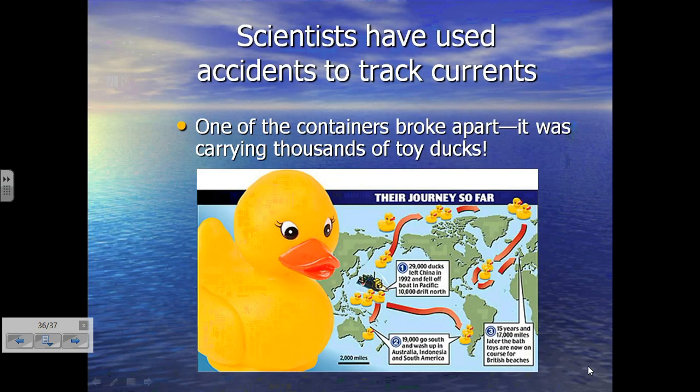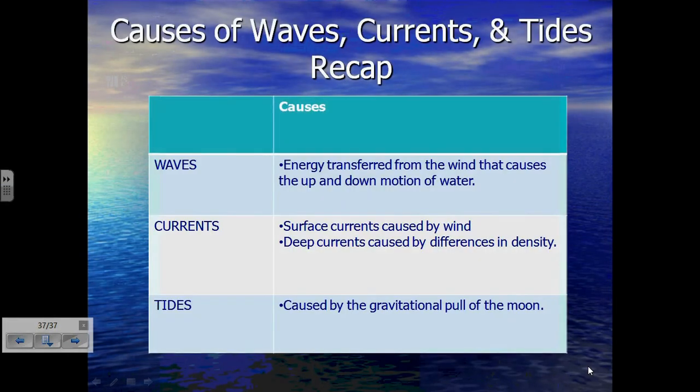Now, how do we know so much about currents and so forth? Well, it turns out there was a container that broke apart, and ironically, it was carrying thousands of toy ducks. And they were able to actually track the directions in which these ducks were located. So that's how they were able to determine the effects that caused the various ducks to go from one place to another. So, interesting fact.